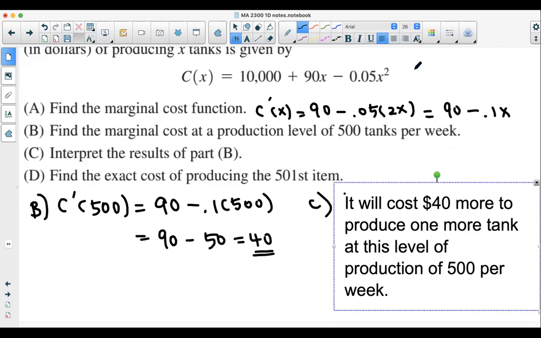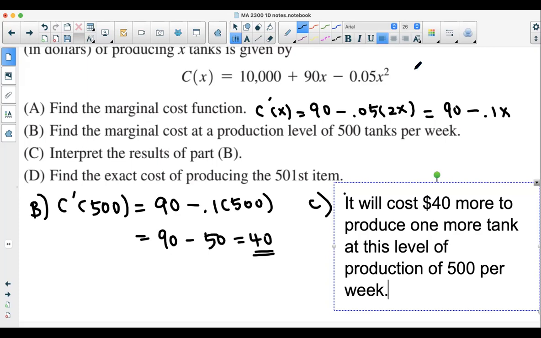Of course, because of the efficiency of the factory or the manufacturing system, if I make one more tank at the level of 100 it will be different from at the level of 500. And in this case, at the level of 500, when I want to produce one more tank, it would cost me $40 more.